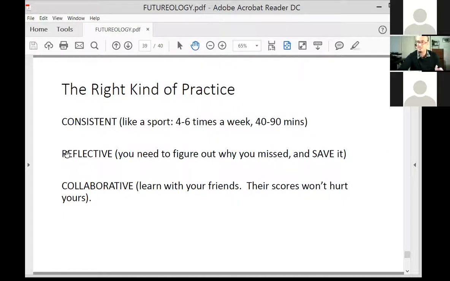And as the second point says, reflecting on why is it that I missed this? And not only reflecting on why you missed it, but trying to resolve the question. And not only resolving the question, but saving the thing that you discover in a notebook and reviewing it before you take a practice test. Let me repeat that because that's really important.